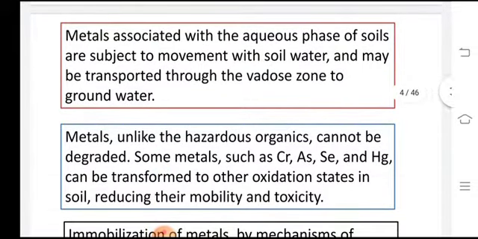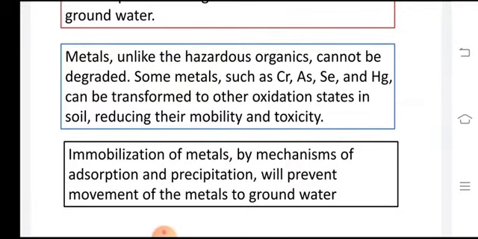So metals associated with the aqueous phase of soil are subjected to movement with the soil water and may be transported through the vadose zone to groundwater. It is very obvious, and we have talked about it in the previous lecture. So metals which will be present in the pores will be in the aqueous phase of soil, and these are more likely to be transferred to the groundwaters if present in the pores of the soil.